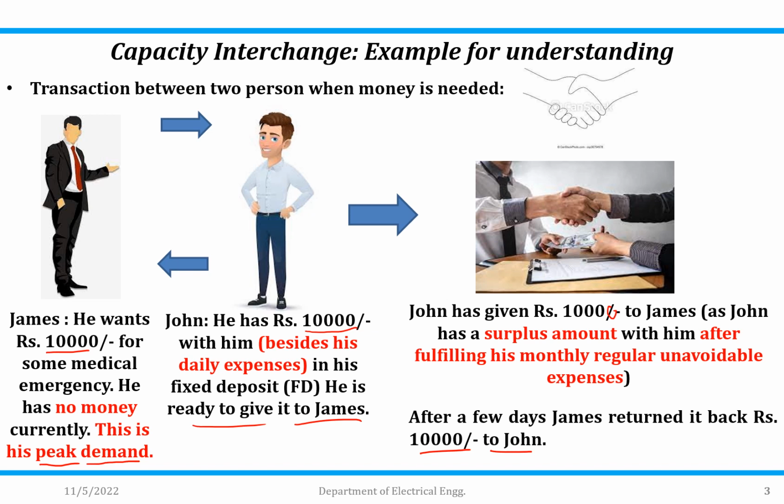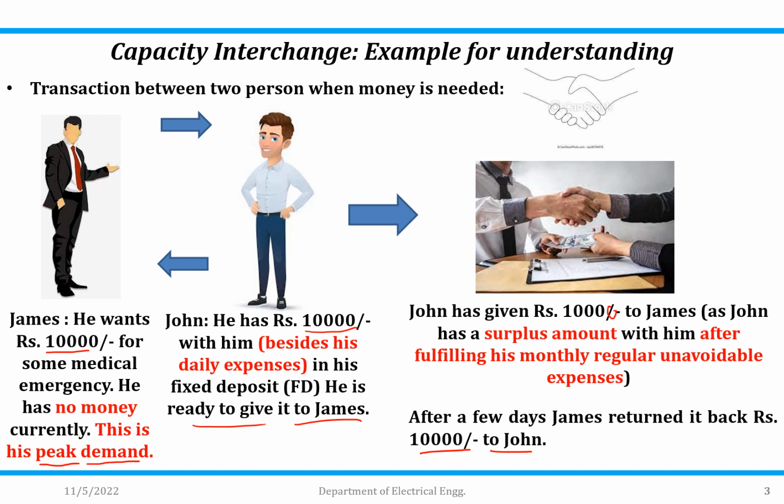Now please try to apply this analogy to utility systems. Suppose James is utility A, and John is utility B. Utility A wants some power from utility B. There is a transaction between them because these two are friends. So such a transaction will be there between utility A and utility B. Now utility B has a surplus power, excluding whatever the peak load demand will be. So John, or we can say utility B, is ready to give the money, or here we can say power, to utility A.